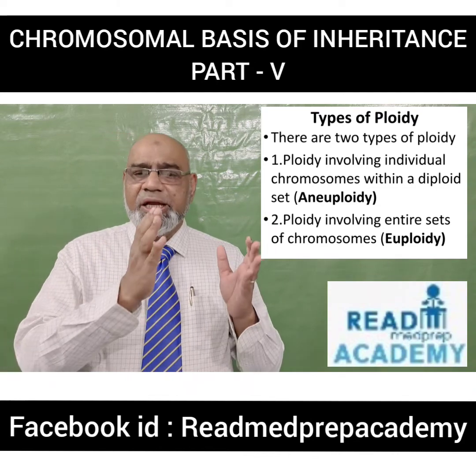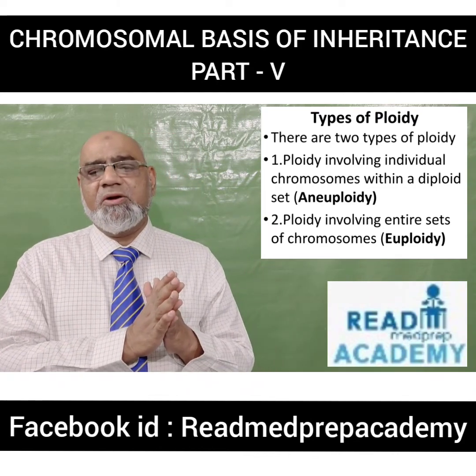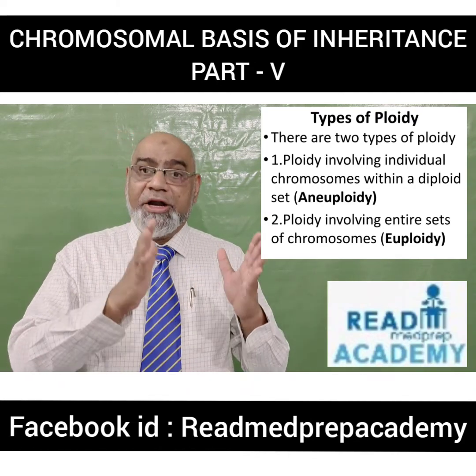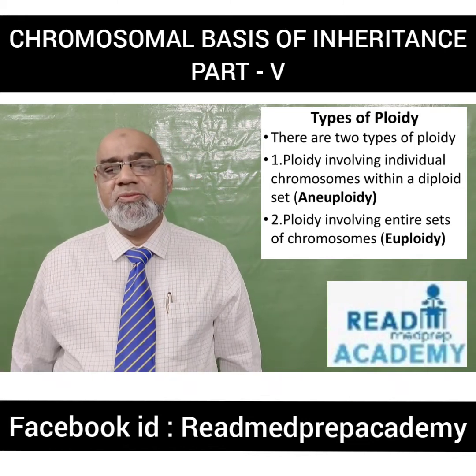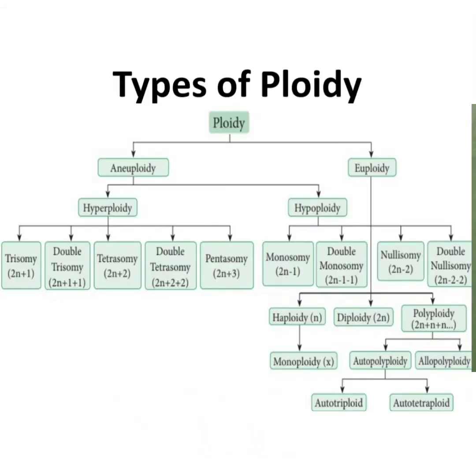Ploidy involving the individual chromosomes within a diploid set is called aneuploidy, or ploidy involving the entire sets of chromosomes is called euploidy. Here you can see the classification of ploidy. Ploidy is aneuploidy and euploidy. Aneuploidy is classified as hyperploidy and hypoploidy.